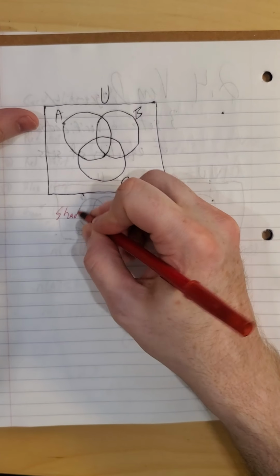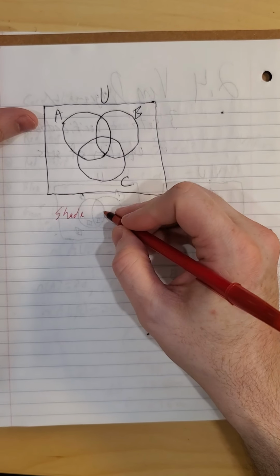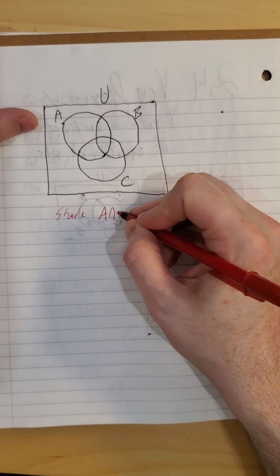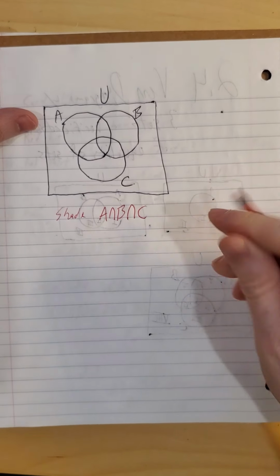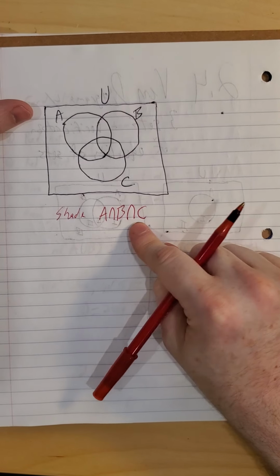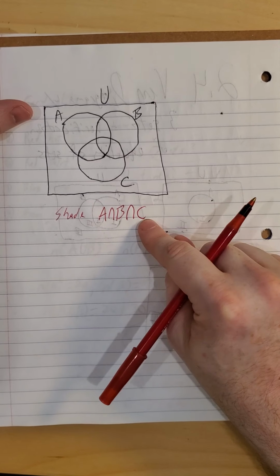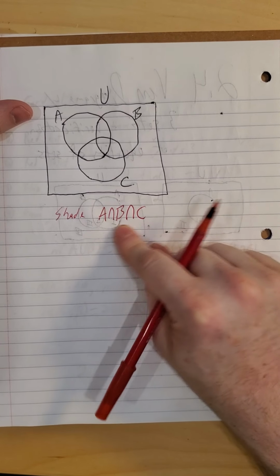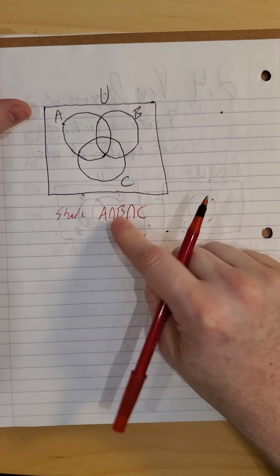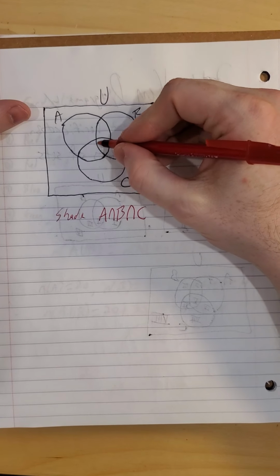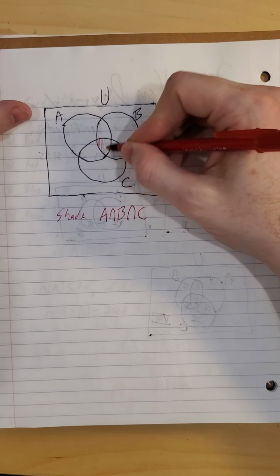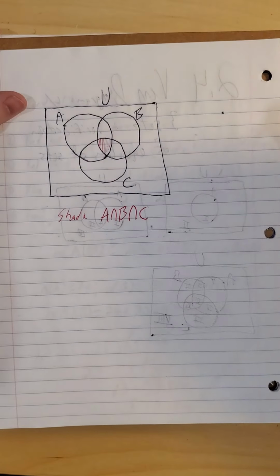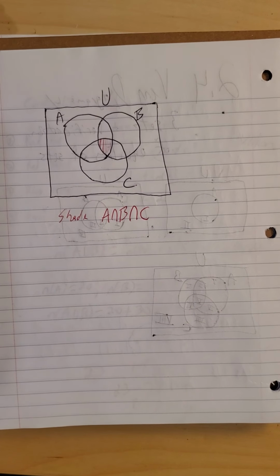In red here, I will shade, let's start with A intersect B intersect C. This is saying it has to be part of all 3 pieces. The only region that's part of all 3 is region 5. Region 5 only has all of the pieces.